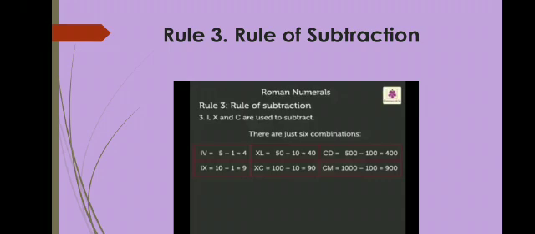I, X and C are used to subtract because these symbols have their own 6 combinations. Let's use the diagram. IV is equal to 4. So as per rule number 3, the rule of subtraction, the smaller value is on the left of the higher value, so the smaller value will be subtracted from the bigger value, as shown in the equation, that is 5 minus 1, that is 4. And they have other combinations.